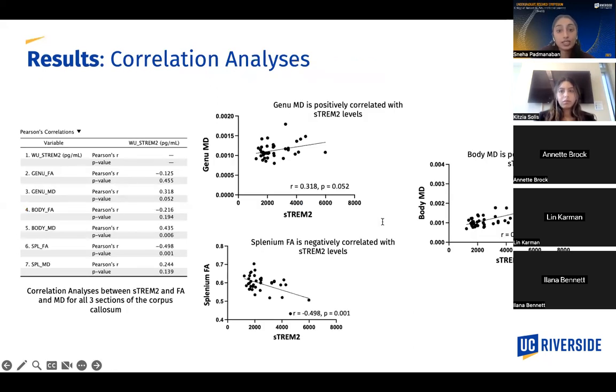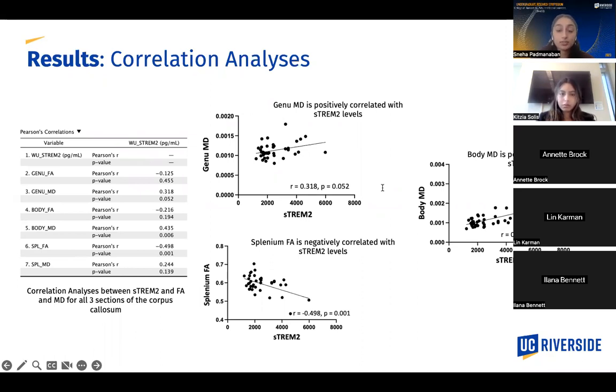Lastly, we conducted correlation analyses to examine the relationship between neuroinflammation measured with STRUM2 and these diffusion rates, FA and MD. With FA, we noticed a negative correlation with STRUM2, as observed with the negative Pearson's R value. However, only the splenium values were significant. With MD, there's a positive correlation, and the body and splenium values were significant, while the genu values were marginally significant. Additionally, these statistically significant values were driven by the AD group, as correlation analyses conducted with the control group alone did not have any statistically significant relationships with STRUM2.